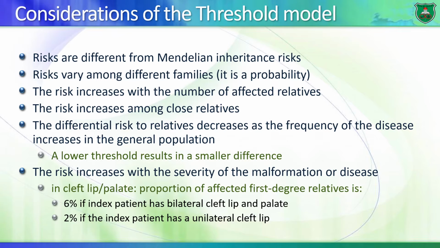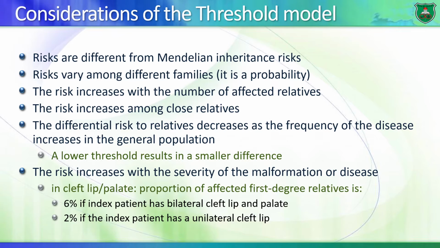Probably because the first family would have more genetic components, more genetic factors, maybe even more environmental factors and more pathogenic factors that they are exposed to. And that makes sense. Now, the fourth point is that the risk increases among close relatives. It makes sense, right? Because they share the same genotype.